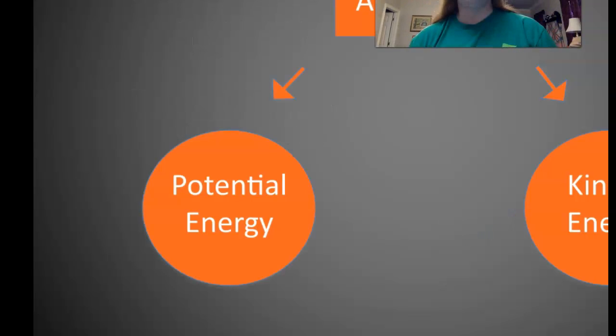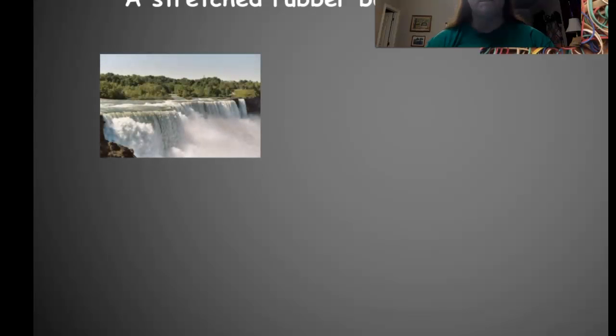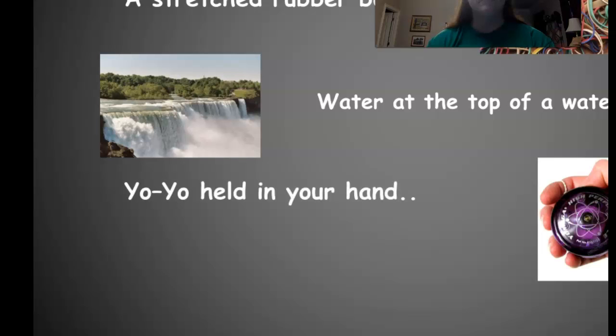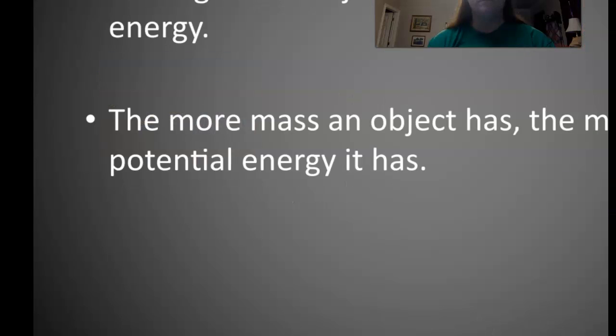How is all energy divided? Well, it's divided into two main topics, potential and kinetic. Potential energy is energy stored in an object. Potential simply means the energy has the ability to do something useful later on. Examples of potential energy: a stretched rubber band, a waterfall, a yo-yo held in your hand, a drawn bow and arrow.